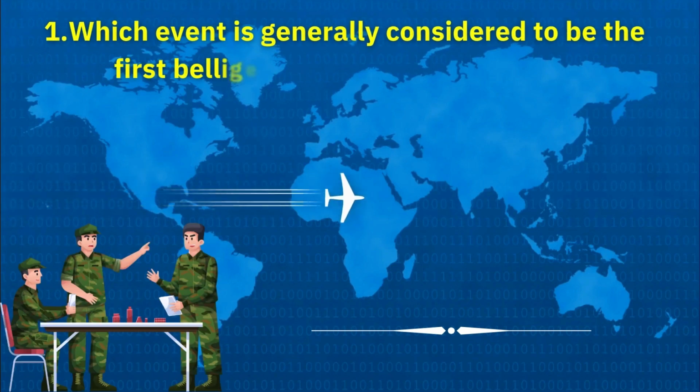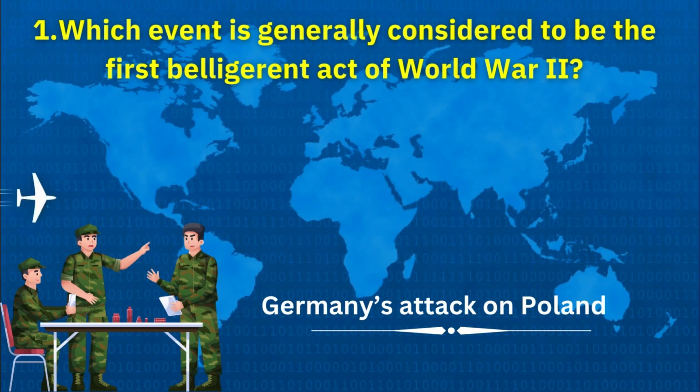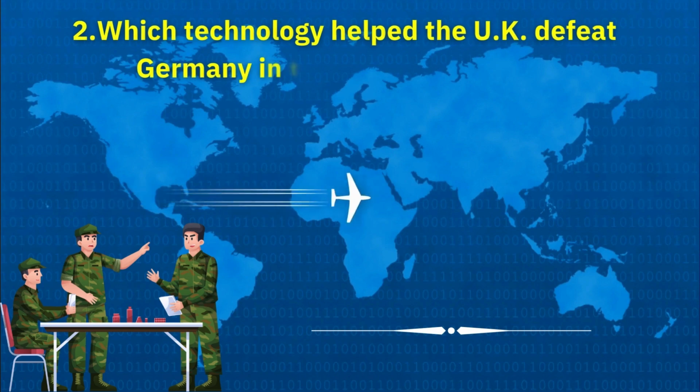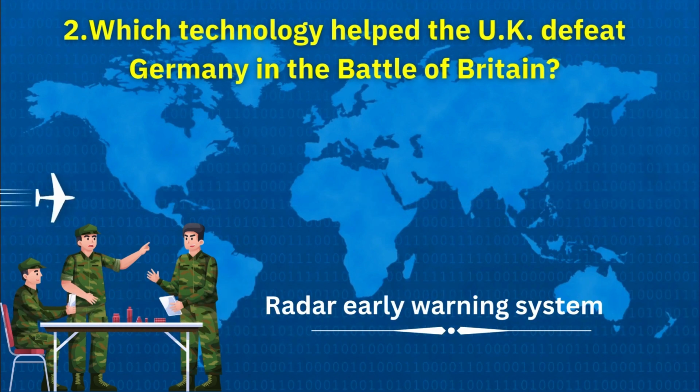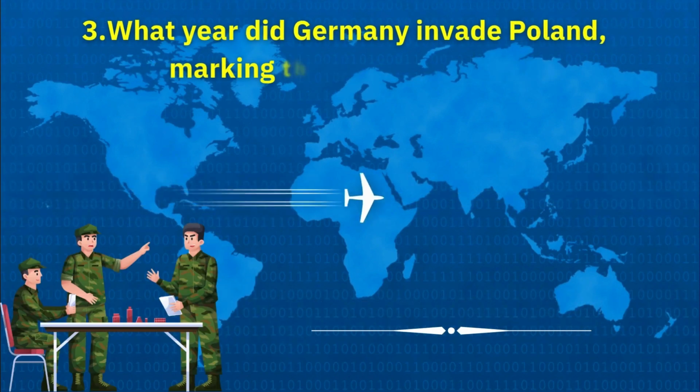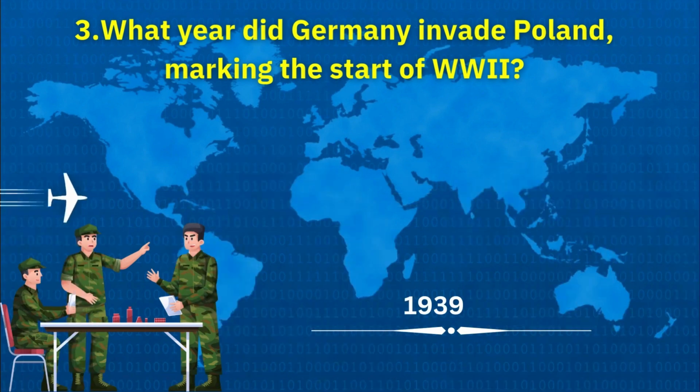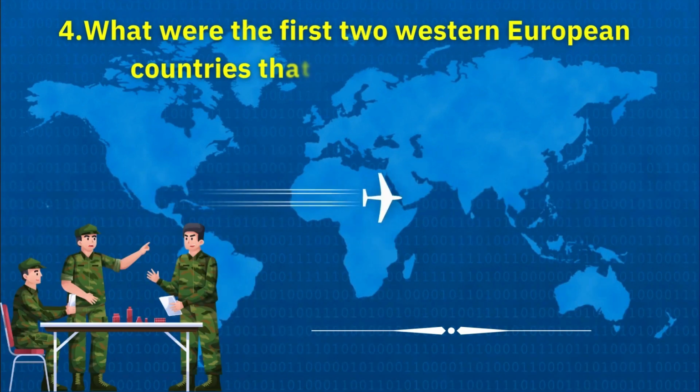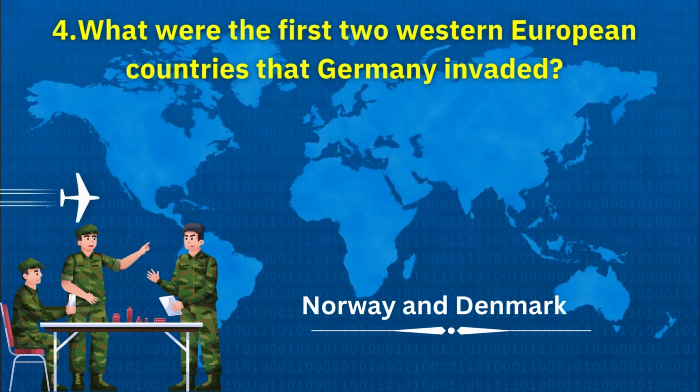Which event is generally considered to be the first belligerent act of World War II? Which technology helped the UK defeat Germany in the Battle of Britain? What year did Germany invade Poland, marking the start of WWII? What were the first two Western European countries that Germany invaded?